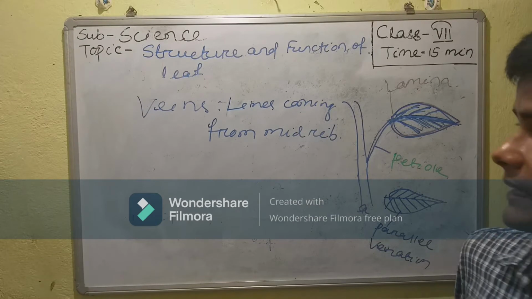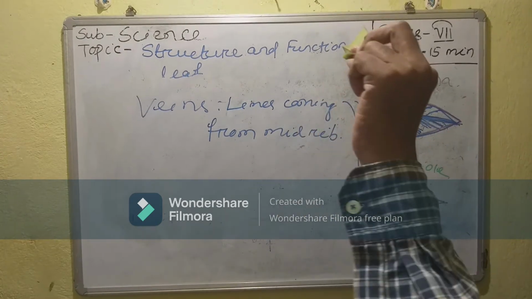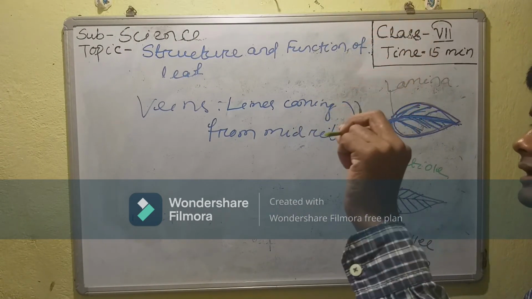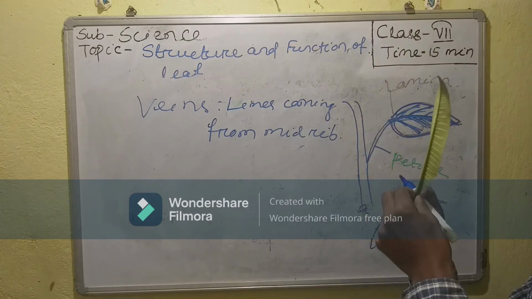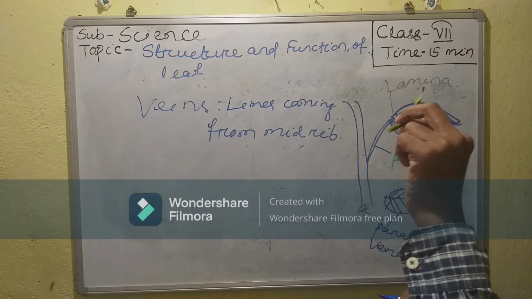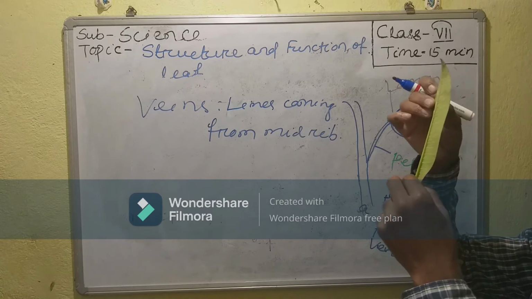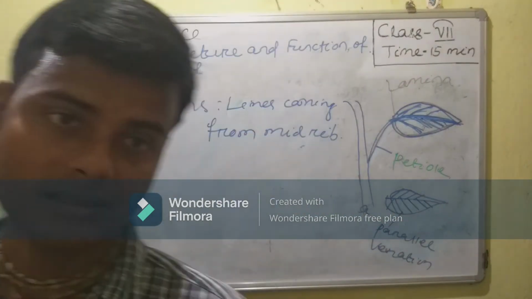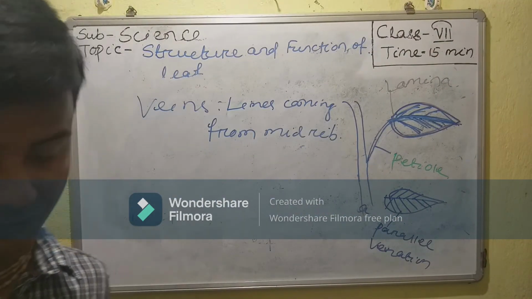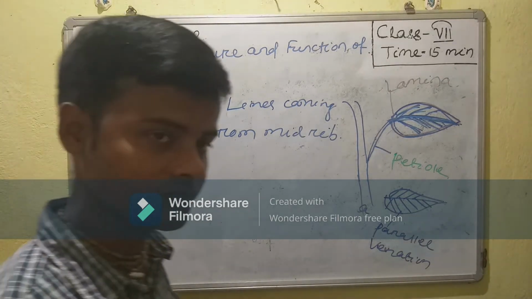And reticulate venation is, if you see the leaves against the light, you can see that in certain leaves of the plant there is a net-like structure. That net-like structure is known as reticulate venation. These are the different parts of the leaf.